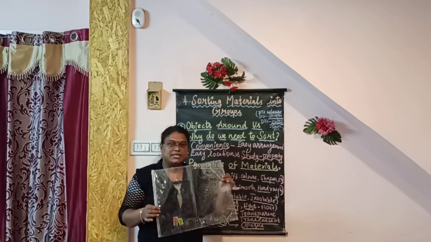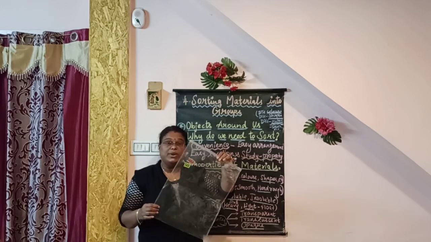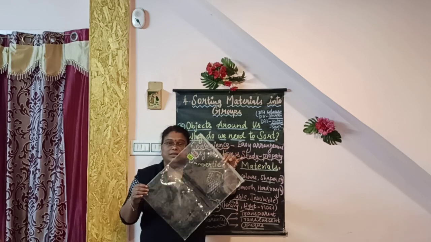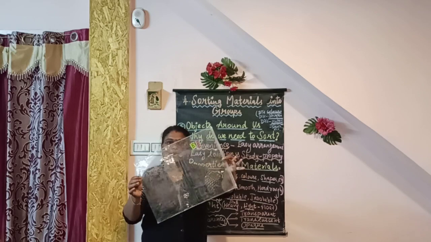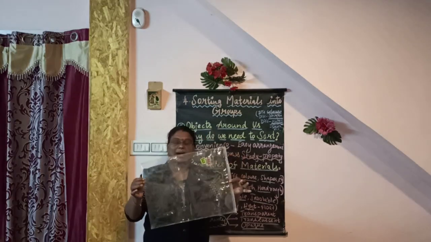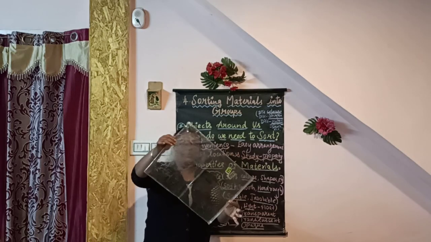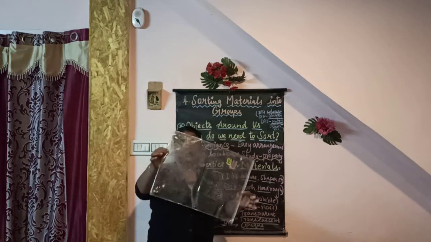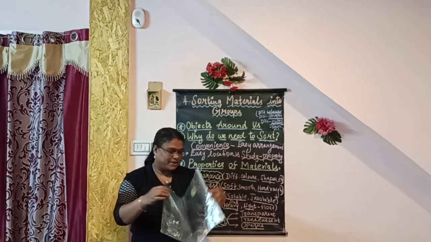Through transparent material we can view the things which are on the opposite side clearly, and also it easily passes light through it. See, we can see things clearly. This is transparent material, this plastic sheet.